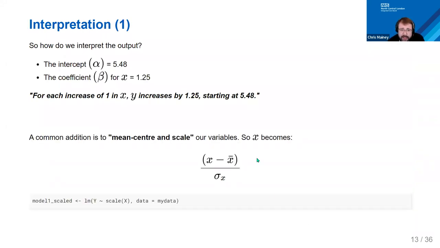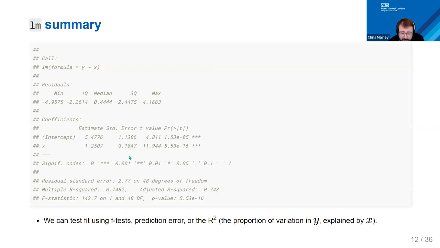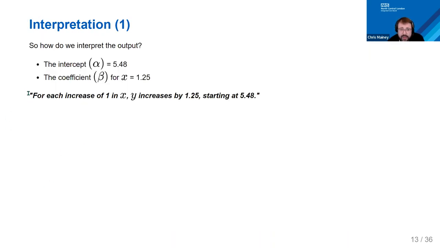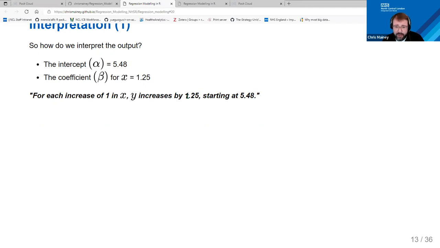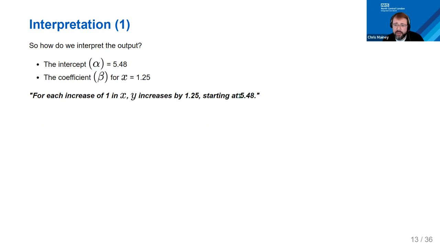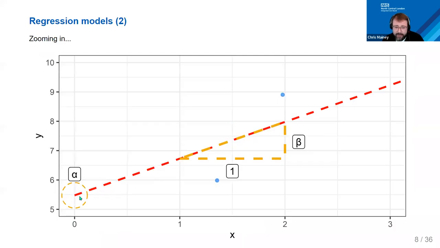So our interpretation then. We got an intercept value that was 5.48 and a coefficient that was 1.25. Just to hark back to that there. So it's 5.47. Have I put the wrong value? Yeah, 5.48. I've rounded it up, and 1.25. This is an annoying thing to do, but I would encourage you while you're learning to try and say these sentences back to yourself about regression models. So try and interpret them in this way. We're saying for each increase of one in X, Y increases by 1.25, starting at 5.48. So we start at the intercept, and each time we go up one in X, Y increases by 1.25. So that is 5.48 start, and then for each unit of one, we're increasing by 1.25.